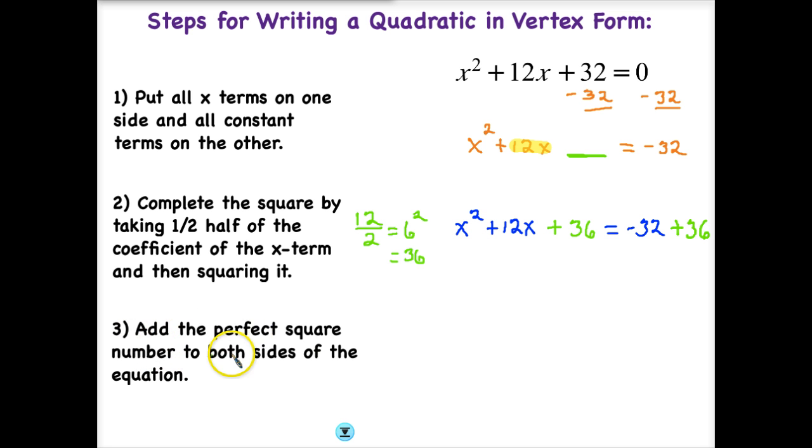That brings us to step 3. Add the perfect square number to both sides of the equation, which is what we just did. We added the 36 to the left side and we added the 36 to the right side. Now let's simplify. So our equation is now x squared plus 12x plus 36 equals 4, since negative 32 plus 36 equals 4. This is a perfect square right here on the left, the x squared plus 12x plus 36. If you have a perfect square, you have a shortcut for factoring, and we'll go over that in just a minute.